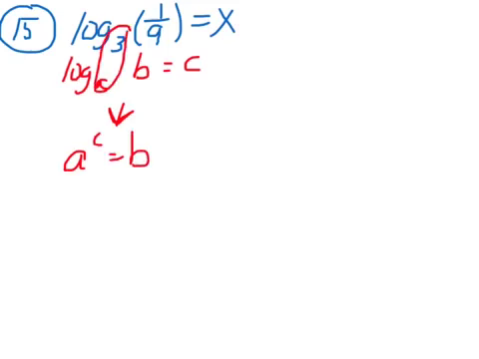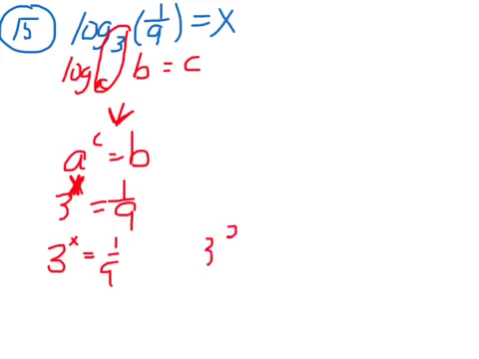My A is 3, right? Isn't my C the missing thing? It's X. I could put a question mark or I could put X. And then my B is 1/9. What power would I raise 3 to get a 9th? Let me rewrite that because it looks pretty gross. Okay, 3, we're on the right track. 3 squared is 9. No!